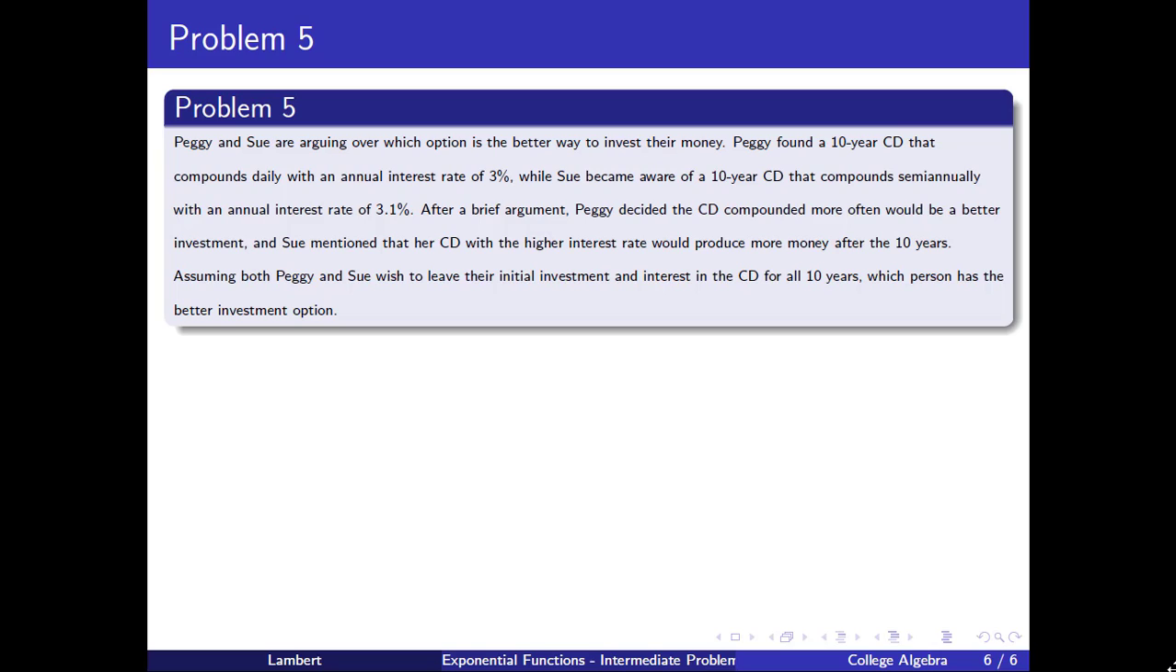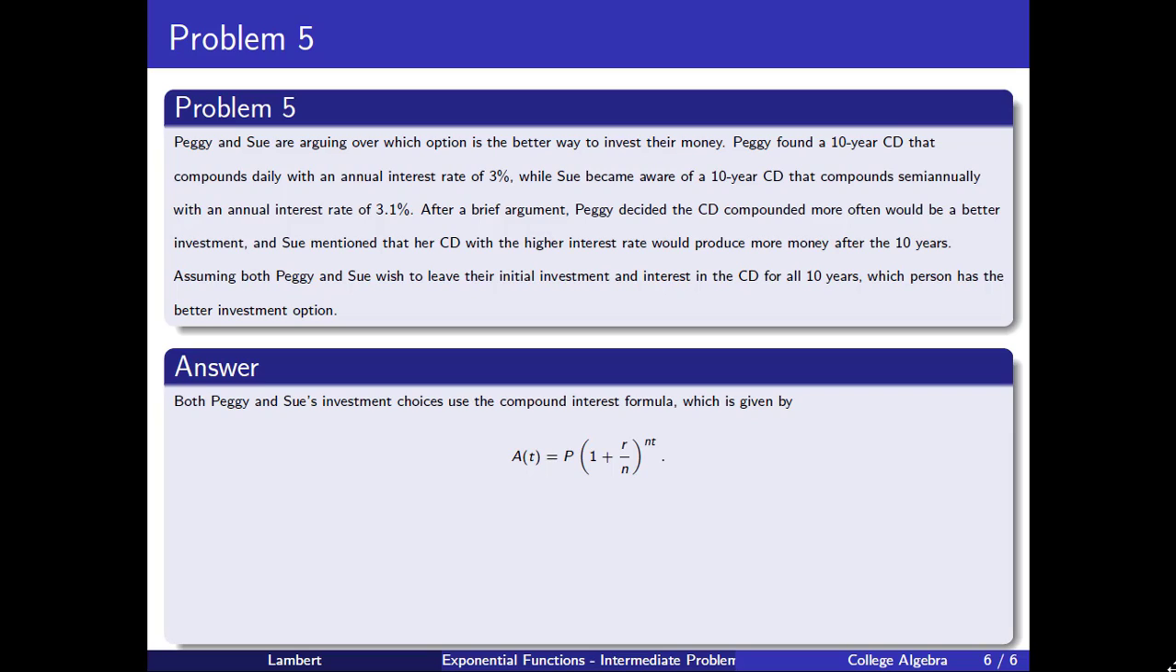So, in this case, this is actually more of a real-life scenario. You'll be given different options, different investing amounts, and usually time frames too. So it doesn't have to always be a 10-year CD with these different interest rates, different compounding times. But we want to make our best investment choice, essentially. So what's the best investment choice? Well, let's take a look at Peggy and Sue's values. And what are we using here? Well, it's the compound interest formula, once again.